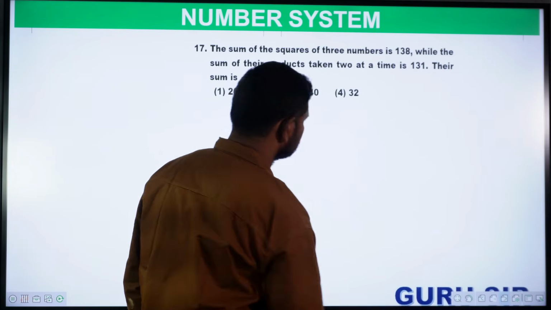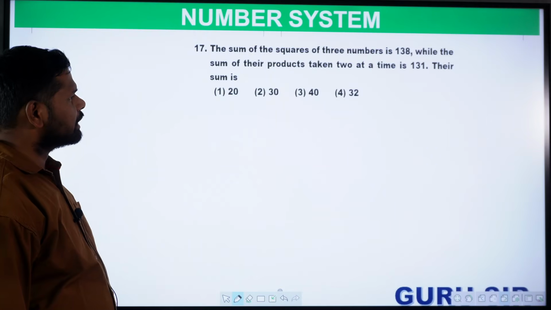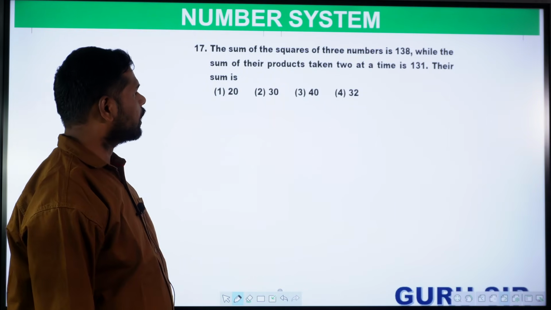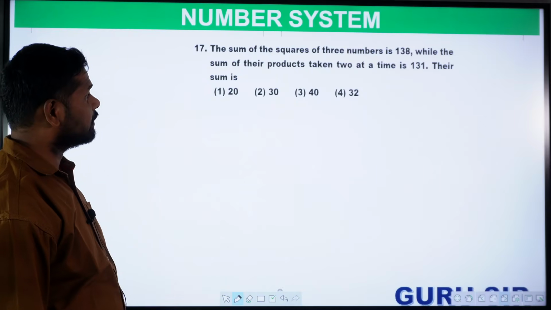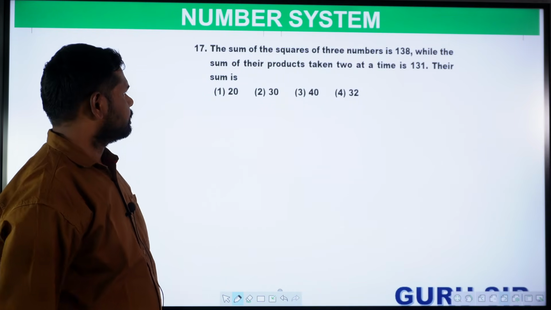Next one. The sum of squares of three numbers is 138, while the sum of their products taken two at a time is 131. Their sum is? Here you spend some time.